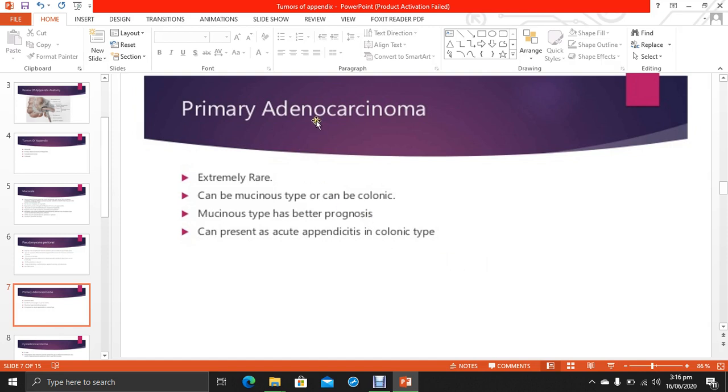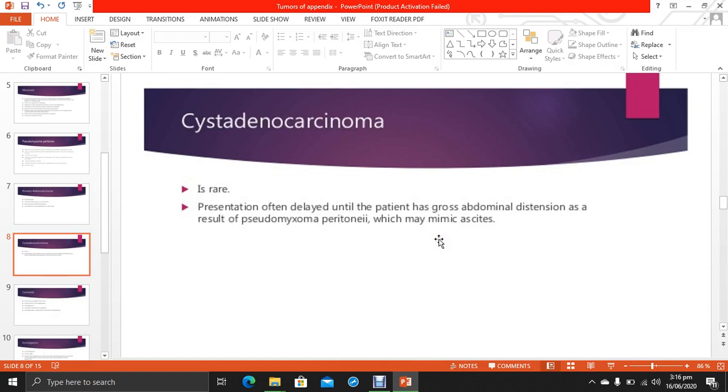So, another condition, primary adenocarcinoma. Though this is rare, it can be mucinous type or colonic type. Mucinous type has good prognosis, and colonic type can present as acute appendicitis. Cystadenocarcinoma, though rare, its presentation is often delayed until the patient has gross abdominal distension as a result of pseudomyxoma peritonei, which may resemble ascites.